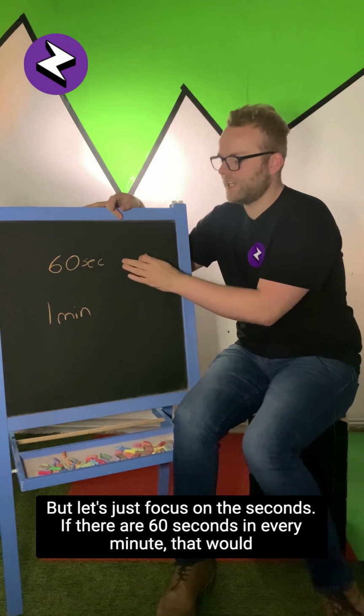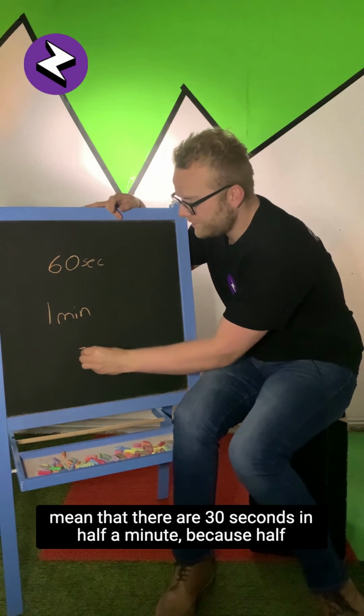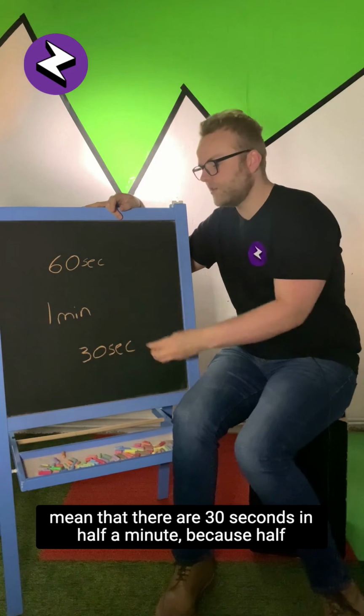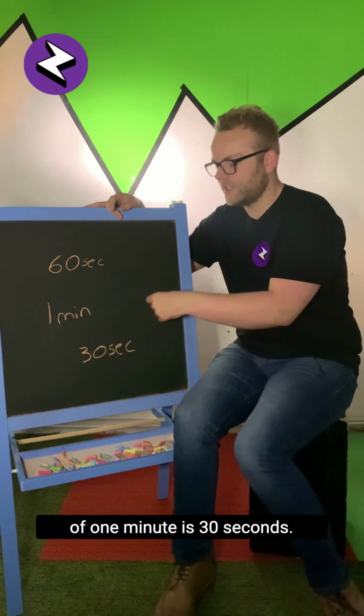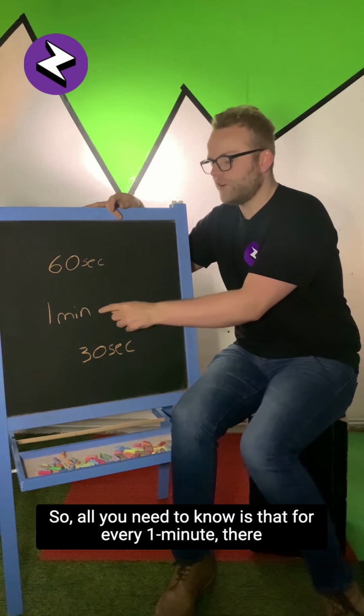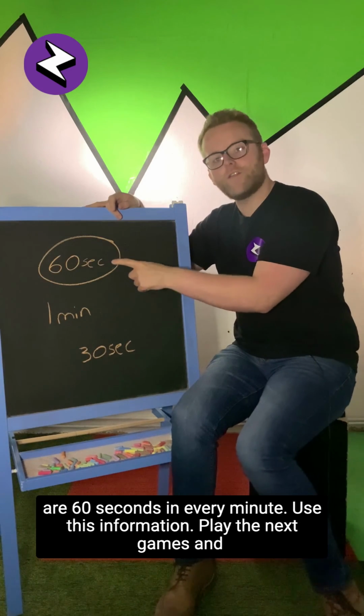So there are 60 seconds in every minute, which would mean that there are 30 seconds in half a minute, because half of 1 minute is 30 seconds. So all you need to know is that for every 1 minute, there are 60 seconds.